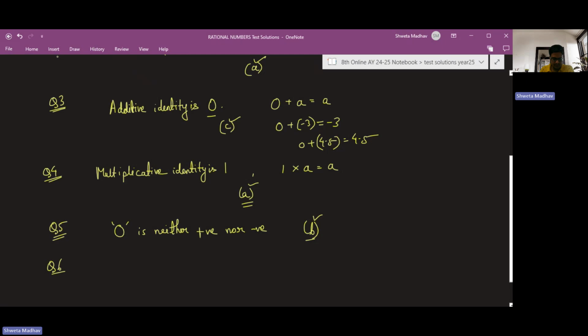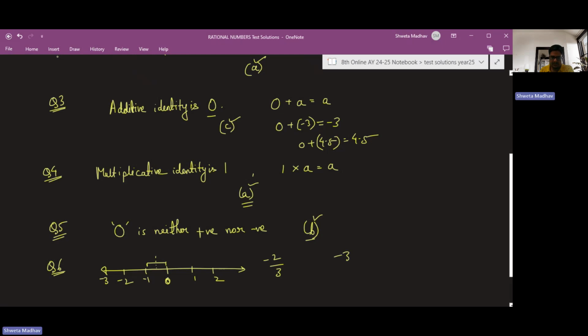Then in question number 6, it has been told, which of the following lies in between 0 and minus 1? So if we draw the number line, then this is 0 here, and this is 1, 2, and here we have minus 1, minus 2. So in between 0 and minus 1, any fractional negative number we can take. For example, minus 3 will be less than minus 1, and 4 by 3 will be greater than 0 only. 0 we can't take, since any number in between minus 1 and 0 only I have to take. So the answer will be minus 2 by 3.